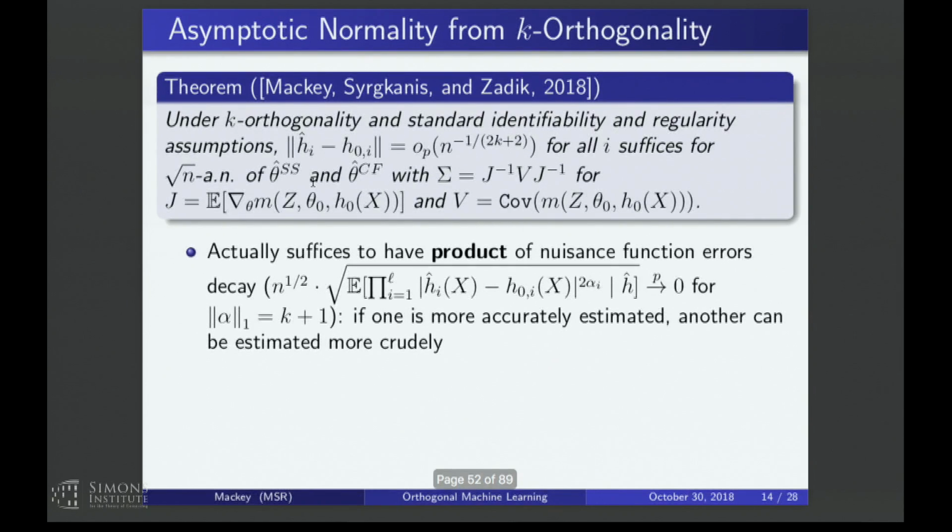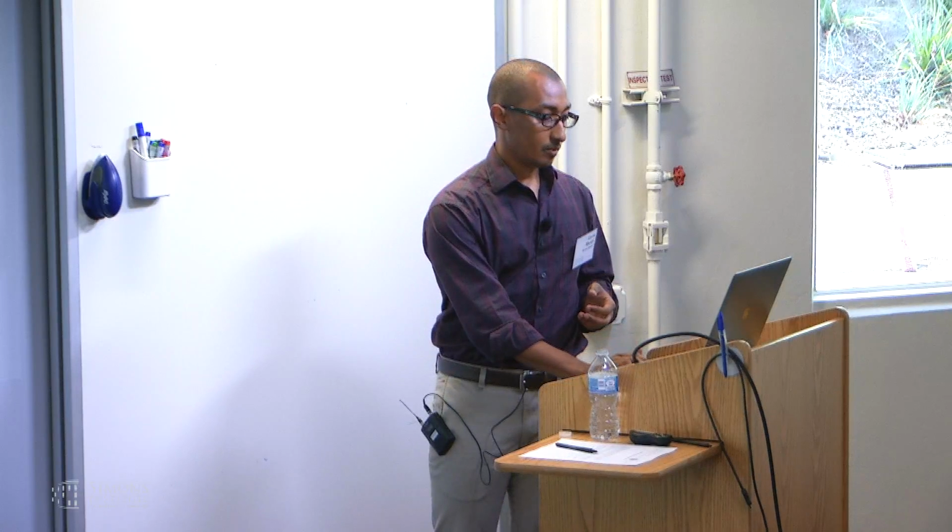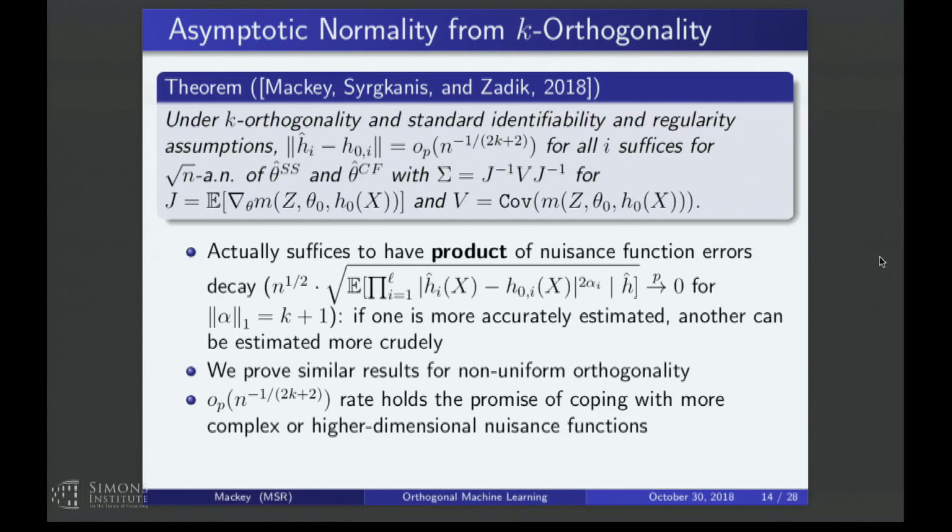There are a couple of remarks to make. So I've said that you want every nuisance function to have this rate of decay. Technically, the analysis only requires that products of the nuisance functions have to decay. So if you estimate one really well, you can afford to estimate another one more poorly. This is kind of a double robustness type property. You can prove similar results for non-uniform orthogonality. So you don't actually need all of your second order moments to be orthogonal. You could just pick and choose, and you'll still get some benefits from that. And finally, what's worth highlighting about the result is this holds the promise of coping with more complex nuisance functions with less data. But of course, that's only a useful promise if these moments actually exist.